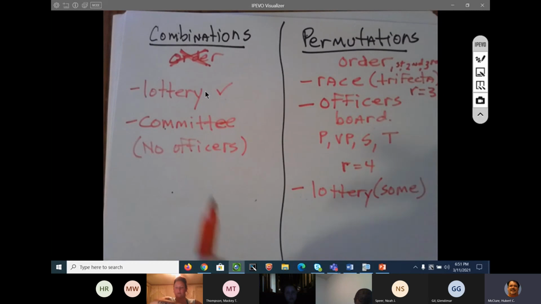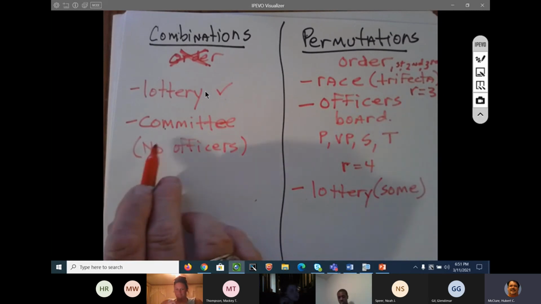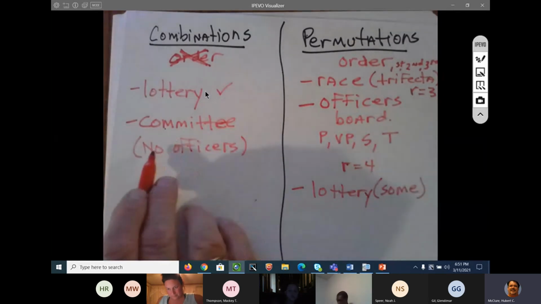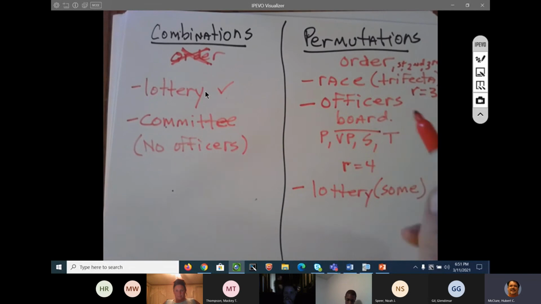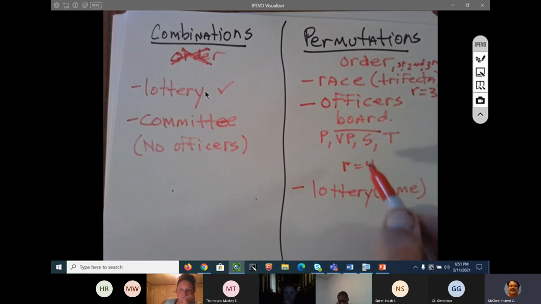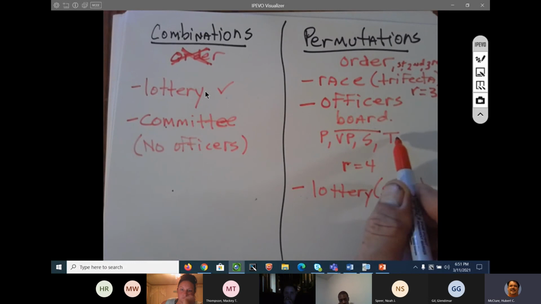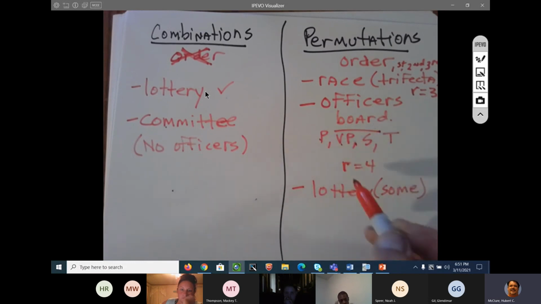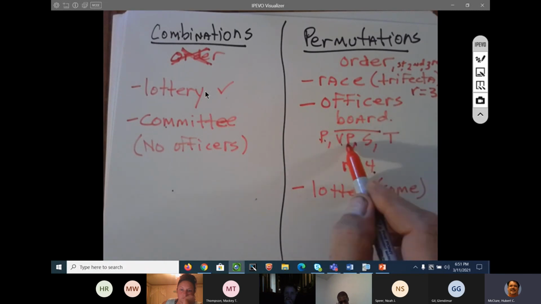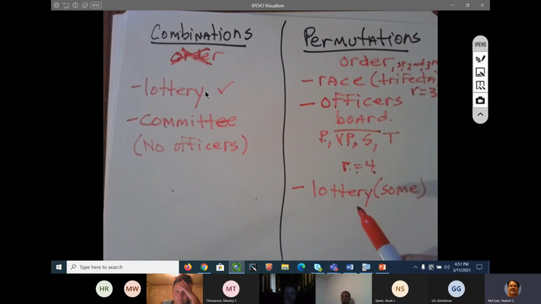All right, but a committee does not have officers unless you make them have officers. A board has officers. I'm on the land use board of Anderson County, and we have officers. We don't have a secretary or treasurer, but we do have a chairman and a vice chairman. So R would equal 2 for a chairman and a vice chairman because there's 2 offices.